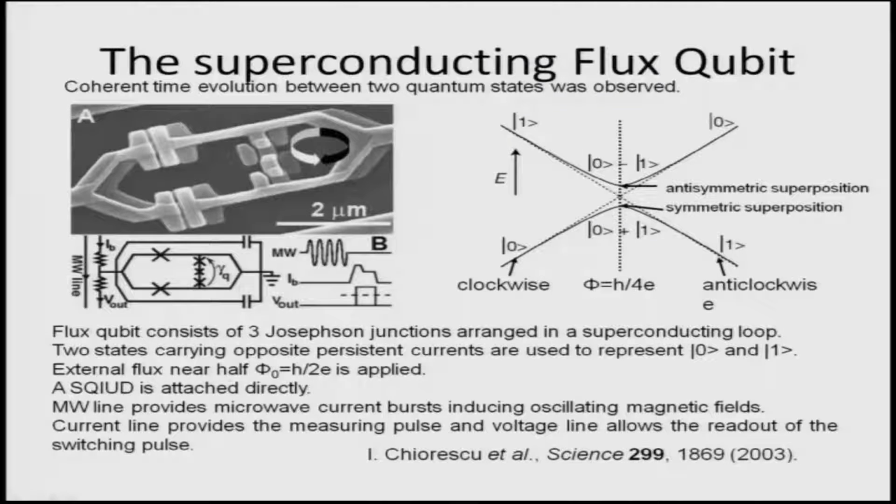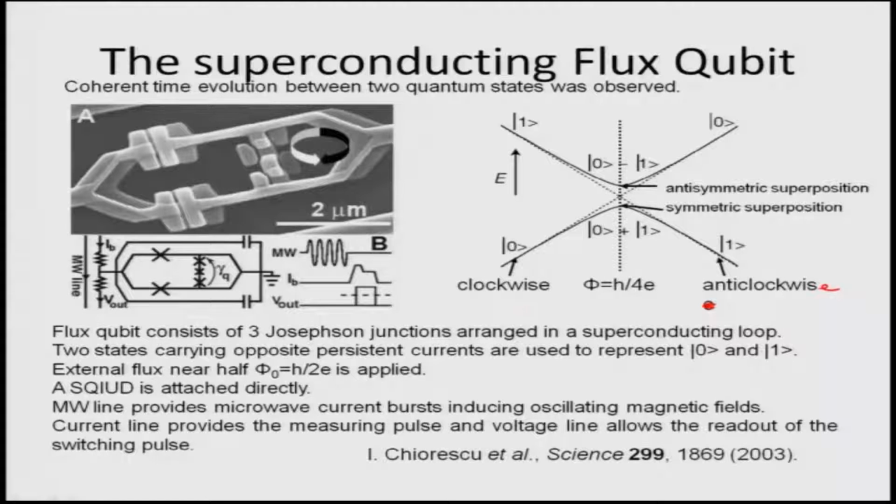The external flux near half the flux quantum, h over 2e, is applied. The current is either going counterclockwise or clockwise. A SQUID is attached directly in this particular study. So, a microwave line provides microwave current bursts inducing oscillating magnetic fields. The current line provides the measuring pulse and the voltage line allows the readout of the switching pulse.